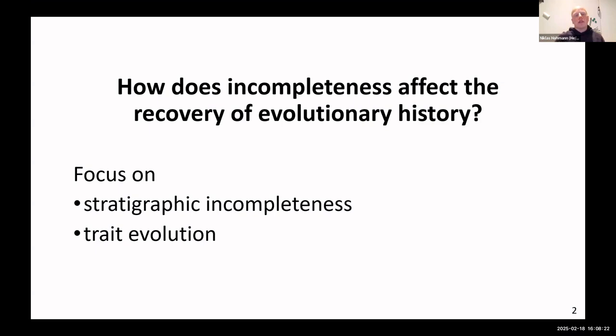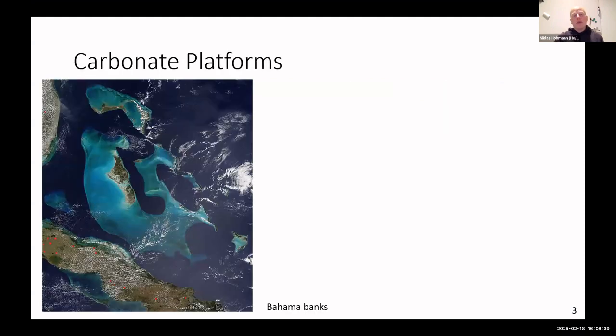And because evolution is also a very, very broad umbrella term, I'm specifically going to focus on trait evolution within one lineage here, but you will see that a lot of the arguments I'm going to provide are immediately abstracting into other types of evolution. I'm going to specifically focus on one depositional system, which is tropical carbonate platforms. In this case, this is a satellite picture of the Bahama Banks.